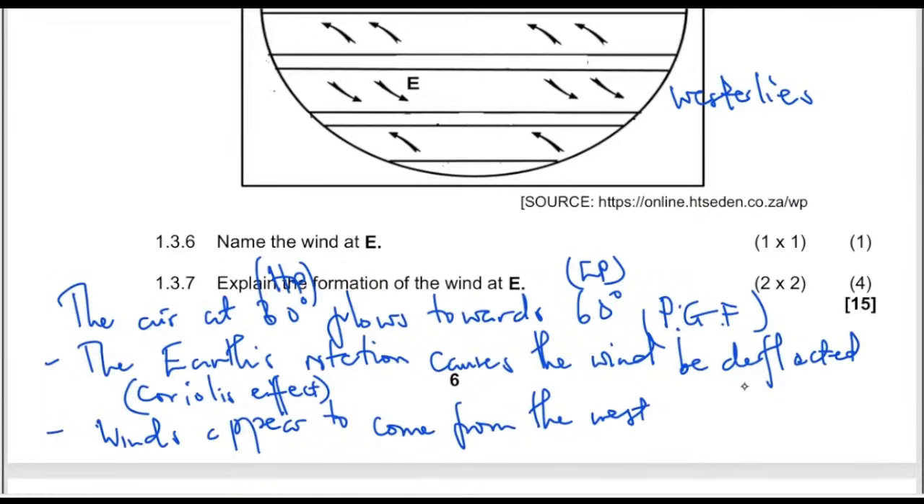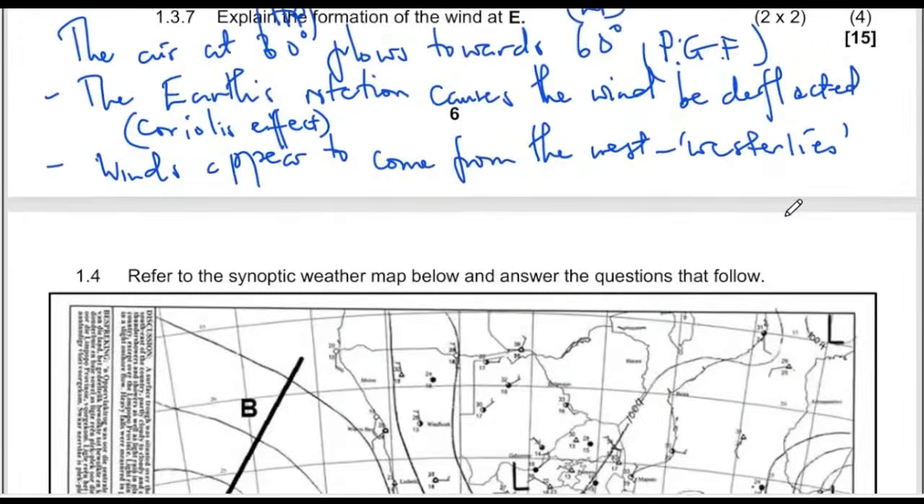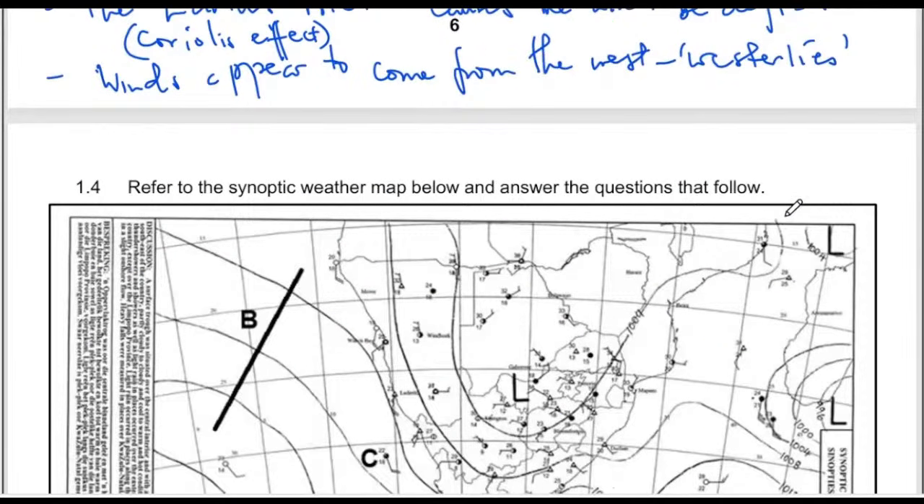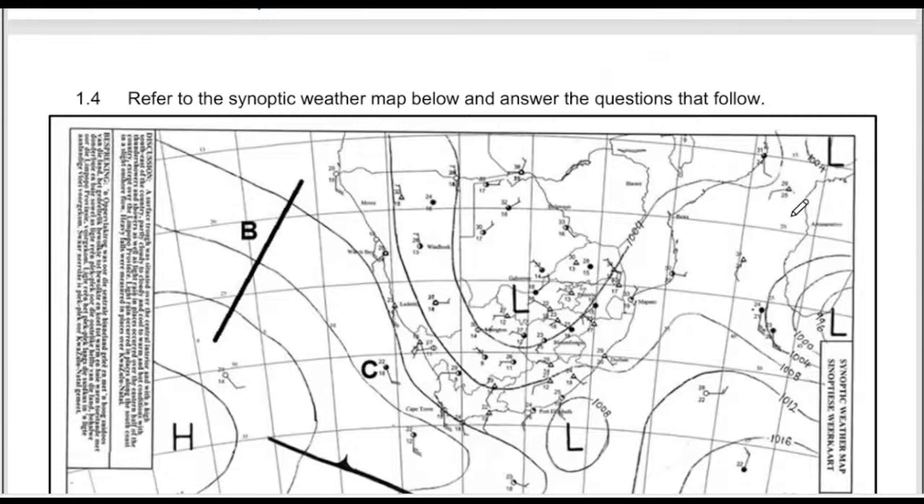Winds coming from the west, which are therefore named the westerlies. That's basically the picture of what you need to address there. Right, let's look at question number 1.4. Question 1.4 is a synoptic map.